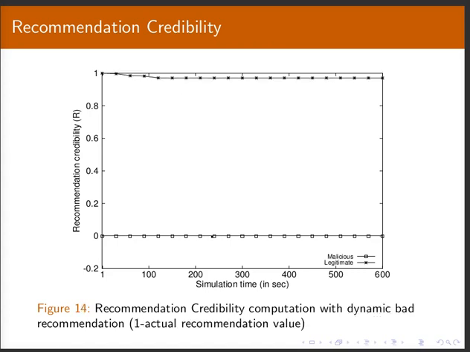We also did this with dynamic bad recommendations. That means if a node has 0.6, the malicious node will send 0.4 as a recommendation. In that case also we are able to find the recommendation credibility value. For a legitimate node, recommendation credibility is higher, near 1. For a malicious node, it is near 0.